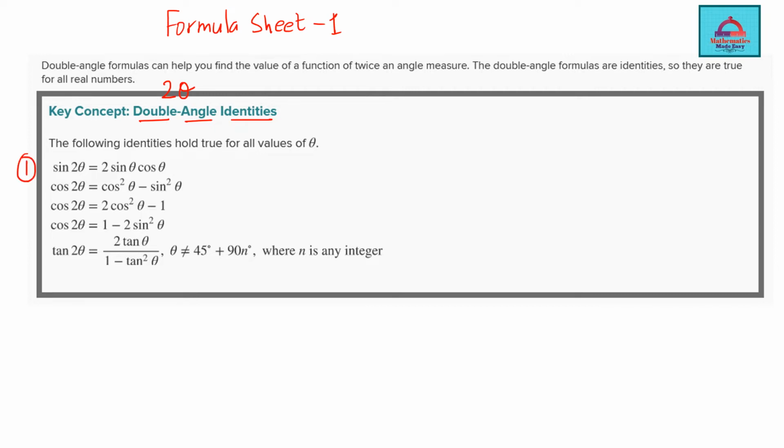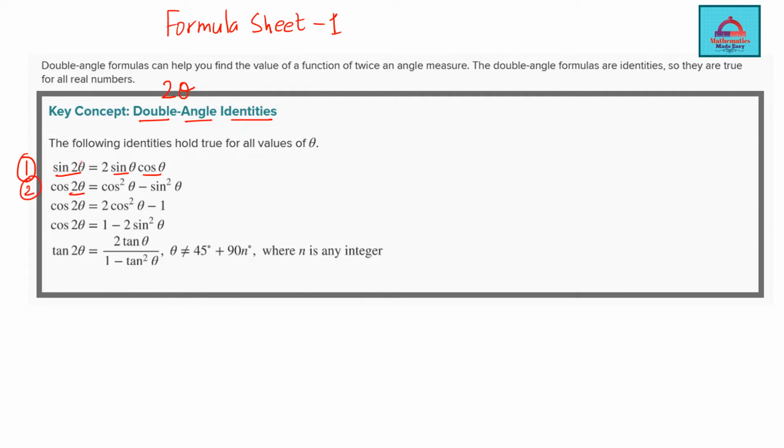So the first identity is for sine of 2 theta. It is 2 times sine theta cos theta. Now one important thing to remember here is on the left you have 2 times the angle, double the angle, whereas on the right side it is single angle. So don't make the mistake of mixing it up. Sine 2 theta is equal to 2 sine theta cos theta. So this theta is half of the double theta. Remember that.